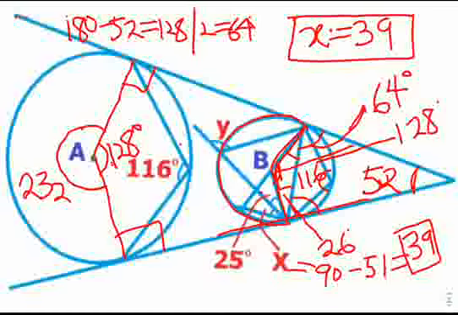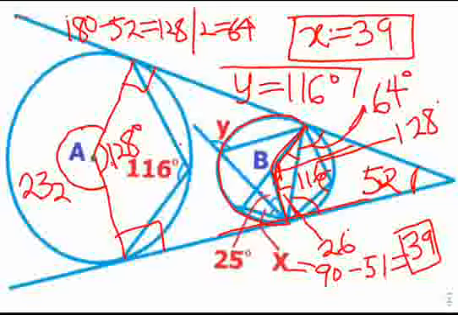So now this is a cyclic quadrilateral. The exterior angle to a cyclic quadrilateral is the same as the opposite interior angle. So the value for Y is 116 degrees. The reason is that the exterior angle to a cyclic quadrilateral is equal to the opposite interior angle.